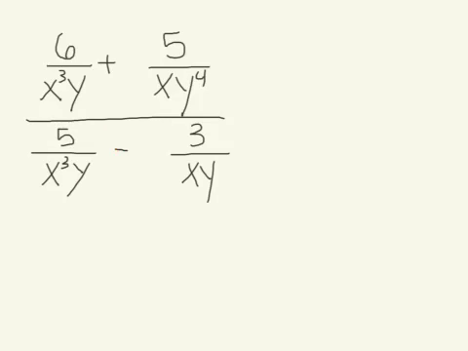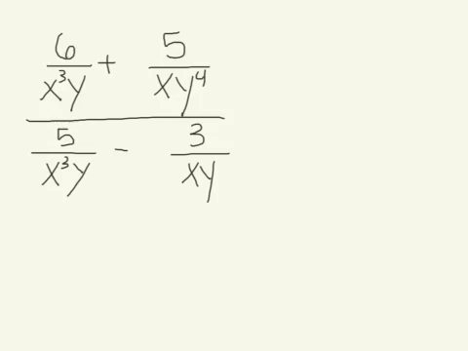So if we look at all four of them, we have x cubed y, xy, xy to the fourth, and x cubed y. The least common denominator is always going to be the highest power of x that appears with the highest power of y that appears in this case. So our LCD is going to be x cubed y to the fourth.